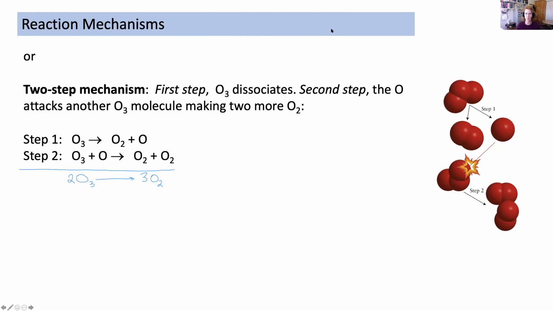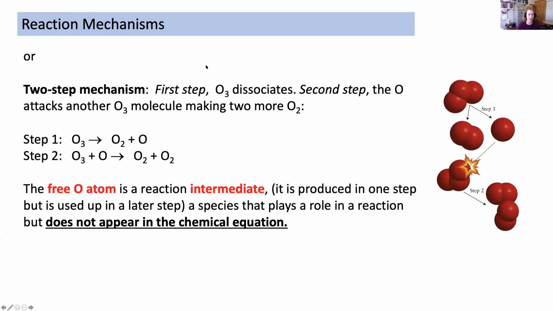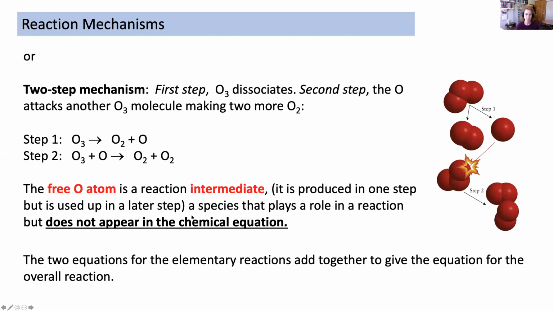Okay. So this free oxygen atom that I'm calling a radical, we're just calling it an oxygen atom, is a reaction intermediate. Reaction intermediates are produced in one step, but then used up in a later step, and that species never appears in your overall chemical equation. So remember that overall chemical equation that I wrote down here, where I have 2 ozone molecules going to 3 oxygen molecules. This intermediate cancels out. So intermediates are produced and consumed over the whole course of the mechanism, and so they don't show up in the chemical equation. And then the 2 equations have to add together to give the overall reaction.